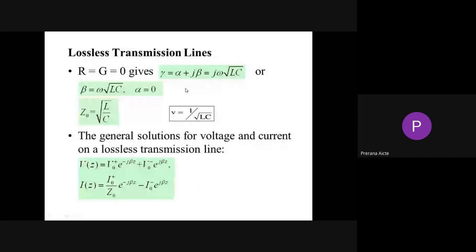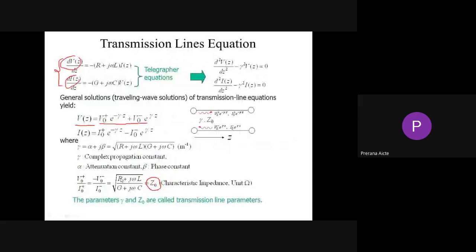Similarly, for the characteristic impedance, R is equal to 0 and G is equal to 0. So it becomes only the square root of jωL by jωC. So jω cancels, and it becomes only the square root of L by C. So this is the square root of L by C.